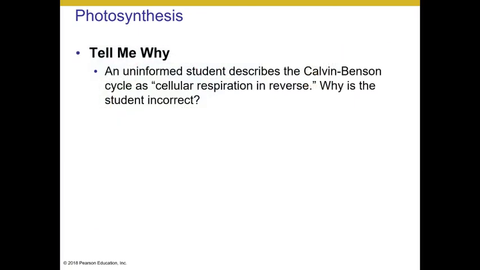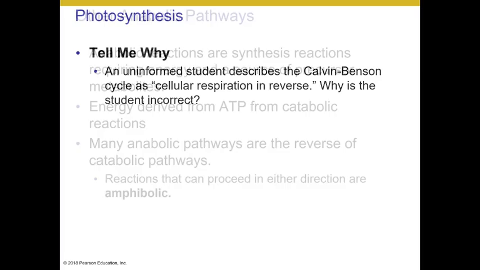Why is the student incorrect? It's not simply respiration backwards. Respiration breaks down glucose to release energy. The Calvin cycle uses energy to build glucose. Different enzymes and pathways are involved. NCLEX tip. Anabolic is not reverse catabolic. They are separate processes that may share intermediates but not identical steps.